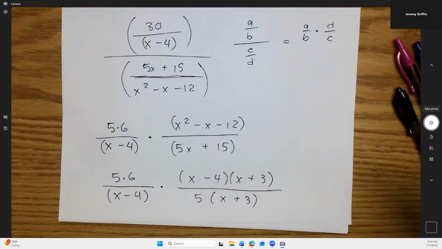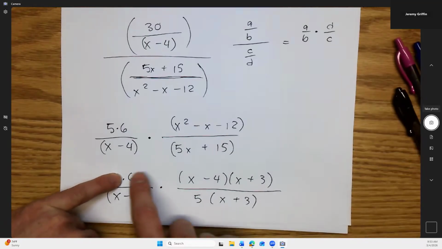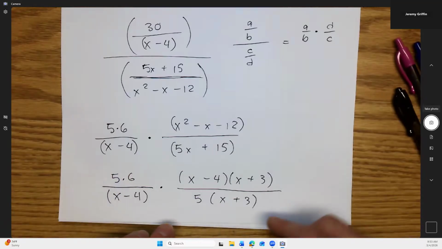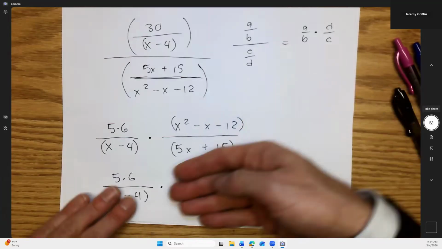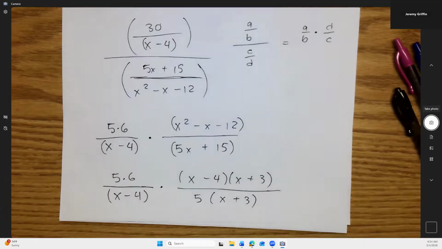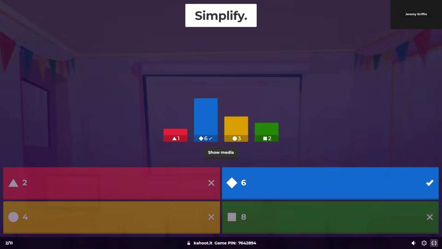Okay. Now a bunch of stuff's going to cancel. Guys, do the 5s cancel? Right, so I still got a 6 on top, but the 5s cancel. And I think everything else cancels. The x minus 4, x plus 3. Yeah. Everything canceled except for that 6. You see that? So, answer is 6.